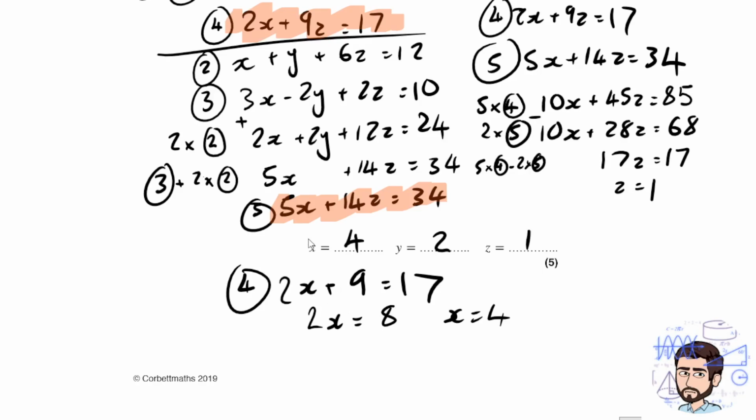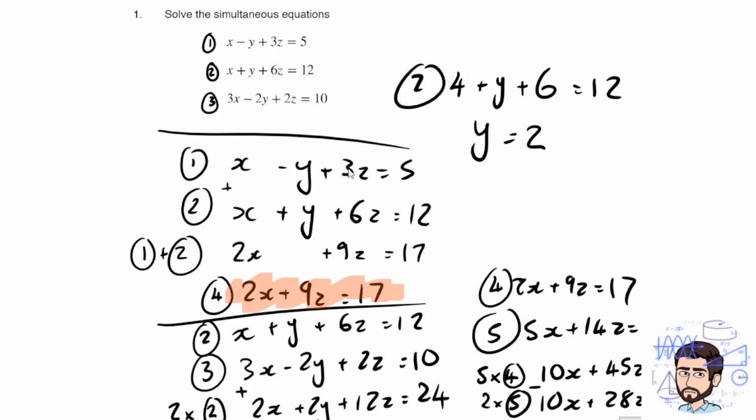Now, once you get an answer like that, you should absolutely 100% sub back the values into a different equation to check your answer. So if I check with equation 1, equation 1 says that x is 4, take away y, which is 2, plus z, which is 1, so 3 lots of it is 3. Well, 4 take away 2 is 2, plus 3 is equal to 5, and that is correct. And again, you could then check it in equation 3 just to be absolutely certain that that is the right answer, but that is how you get it.